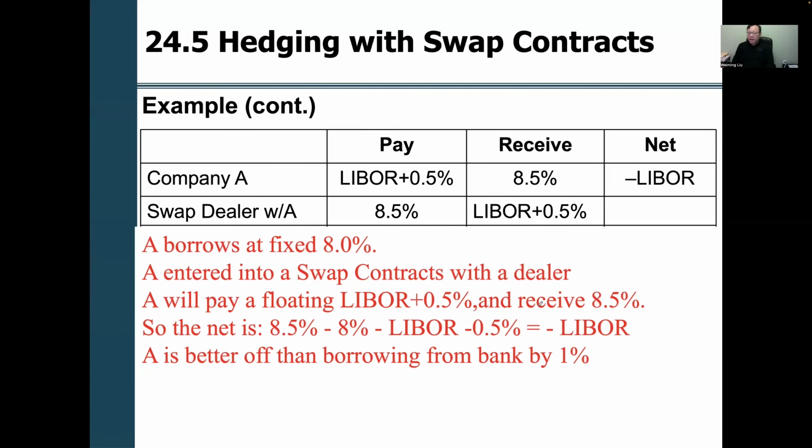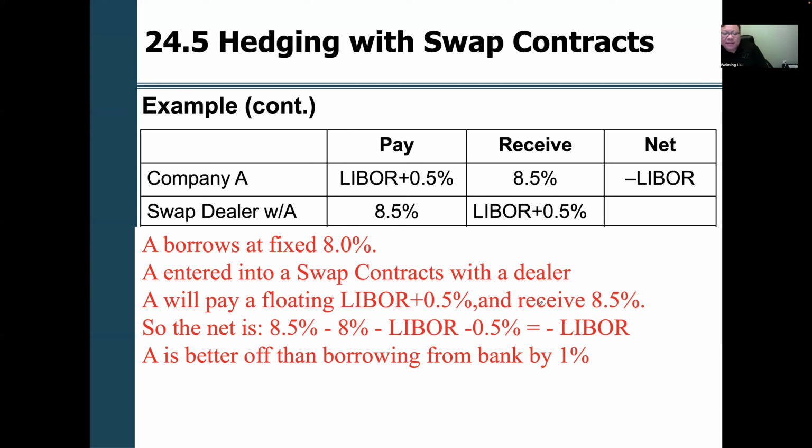Okay, so we know company A borrowed from the bank at a fixed 8.0%. And A entered into a swap contract with the dealer. A will pay the swap dealer a floating LIBOR plus 0.5%. And in return, company A will receive 8.5%.